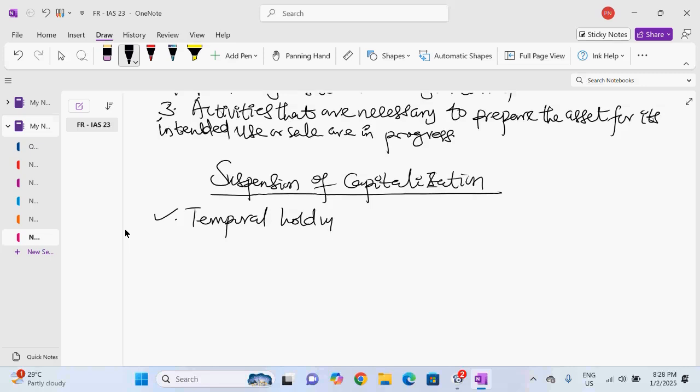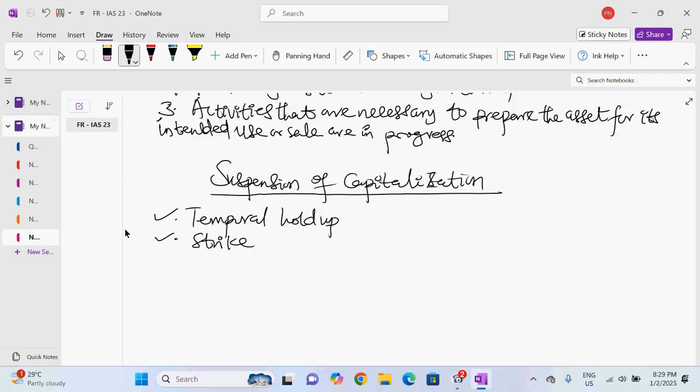So when there is something like a temporal hold up, let's say during an extended period you suspend your active development of a qualifying asset. So you have actually paused, like you have gone on strike.